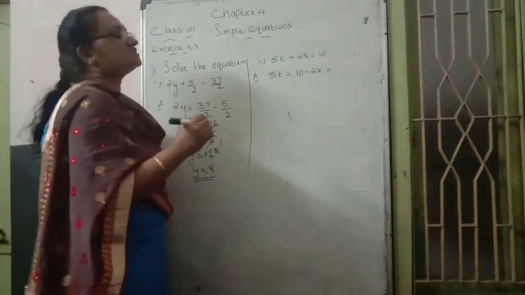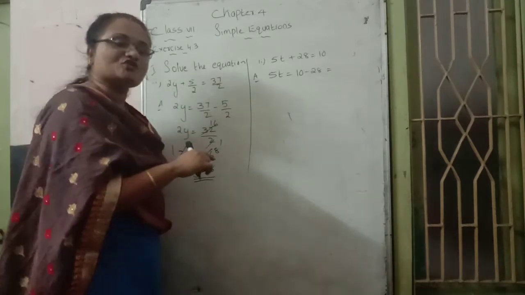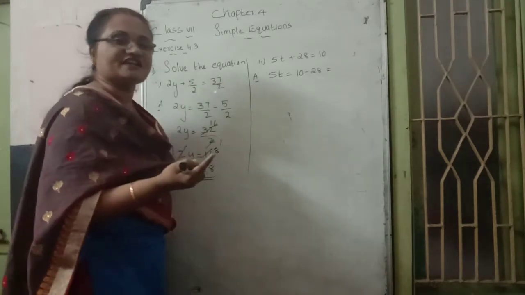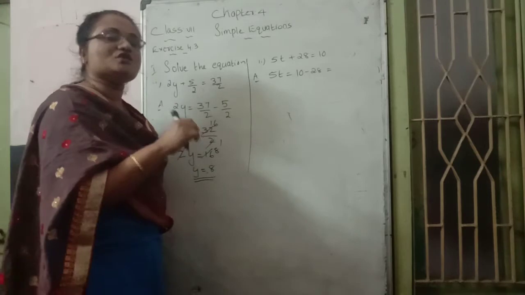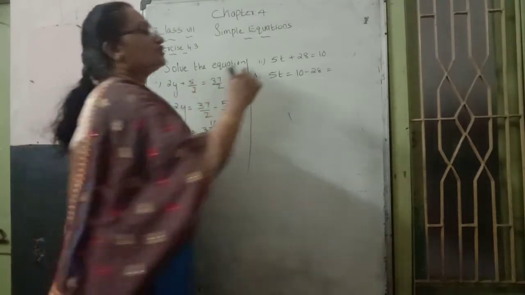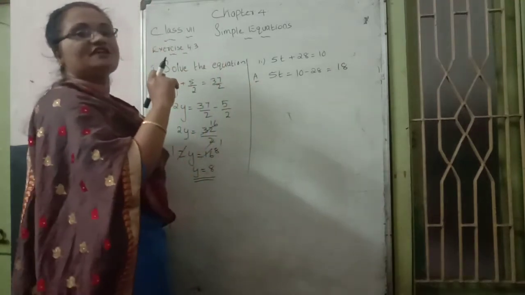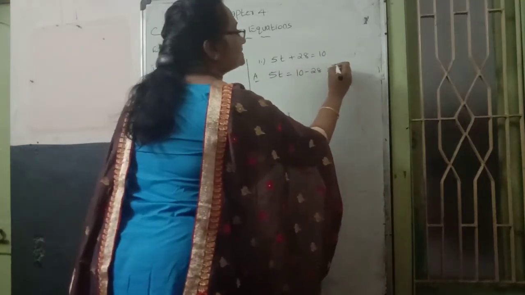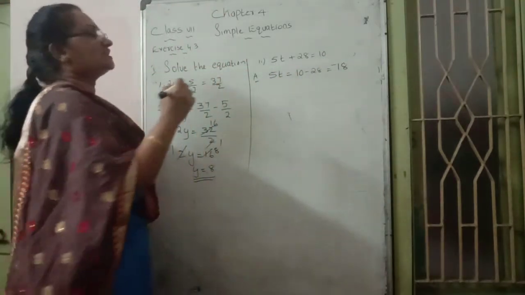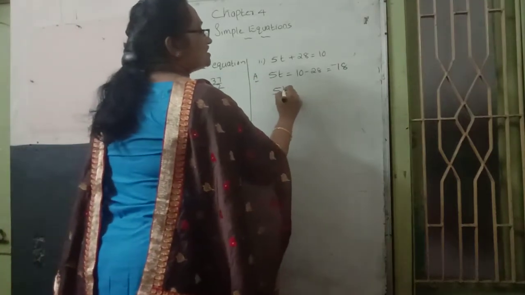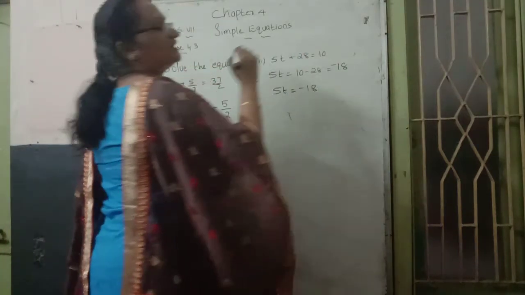10 minus 28: 10 is a positive integer, 28 is a negative integer. What do we want to do? Subtraction. Subtraction gives how much? 18. Which is the bigger number? Subtract and put the sign of the bigger number. 28 is bigger, and the sign of 28 is minus. So we get 5t is equal to minus 18.